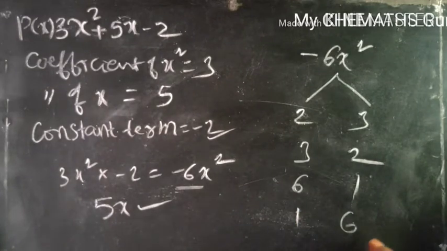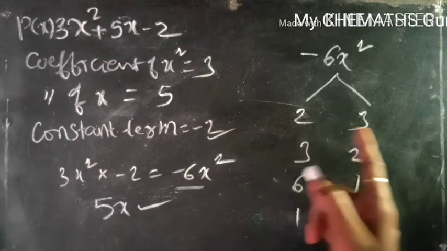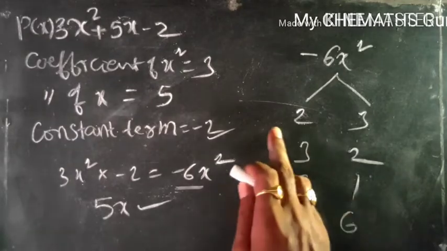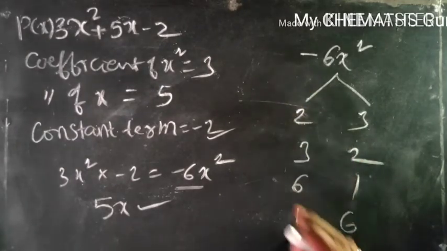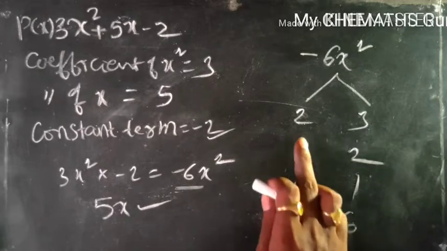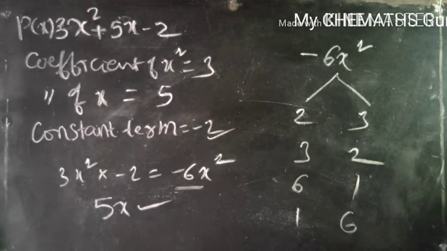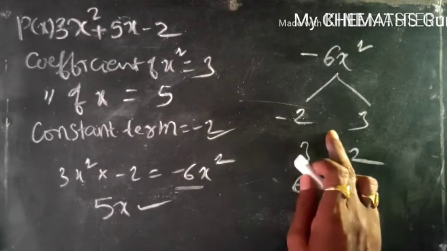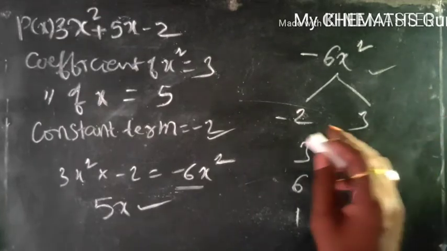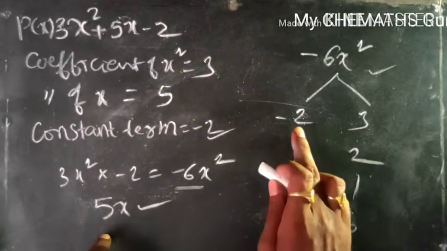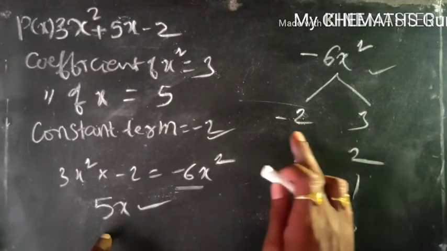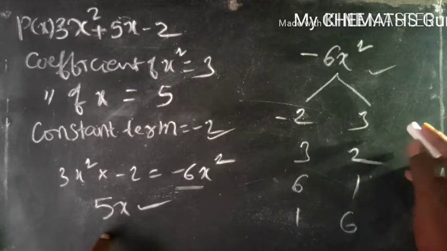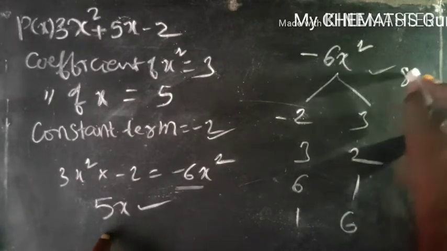See, why have I written it twice? Because 2 into 3 is 6, 3 into 2 also is 6, but I have written it two times because of the negative sign. The product is negative, so either one of the factors must be negative. For example, if I keep the minus sign here, minus 2 into 3 is minus 6, but the sum of these two factors must be 5. Minus 2 plus 3 is plus 1. Their sum is 1.